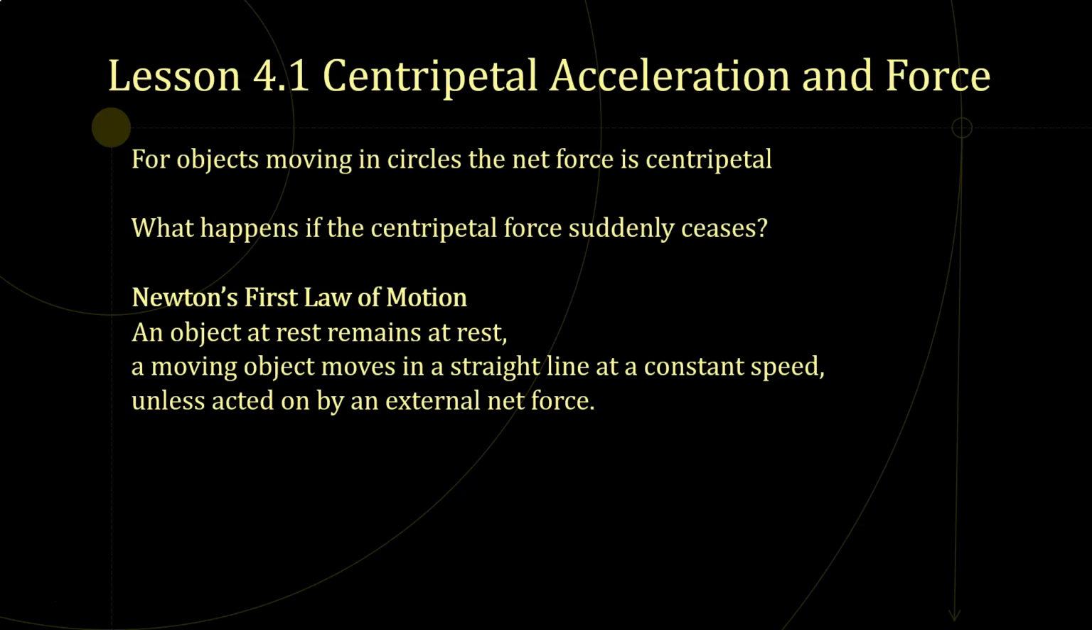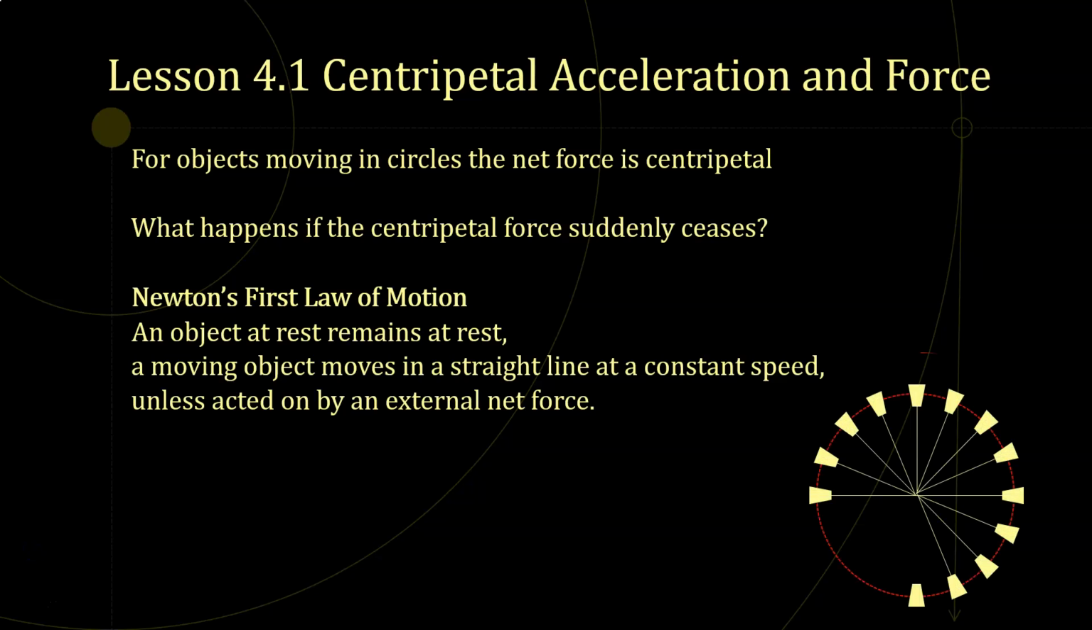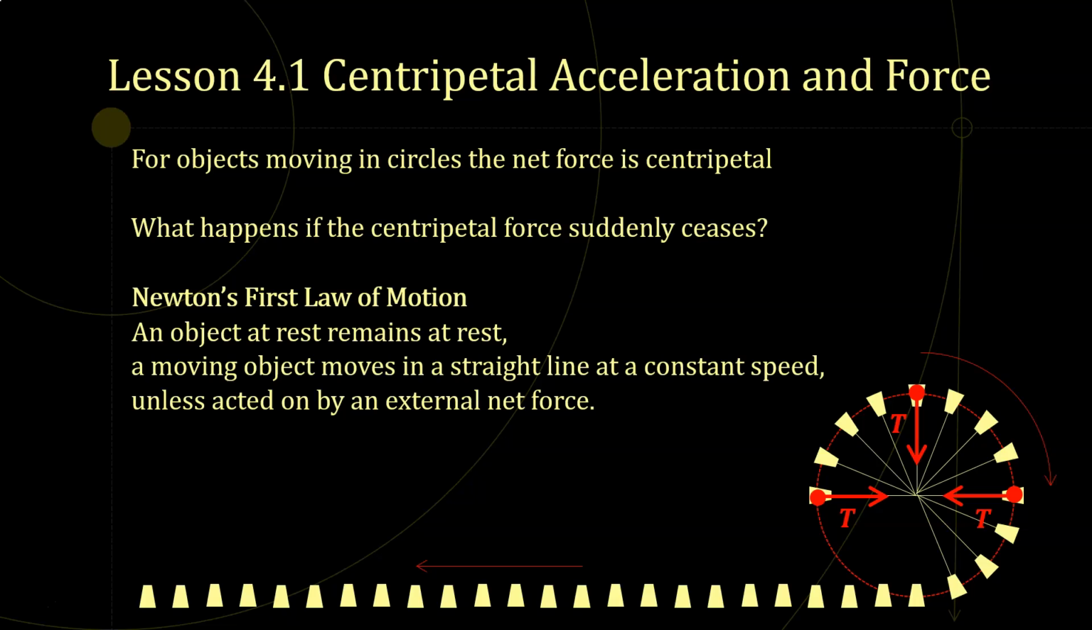So what happens if that force suddenly ceases? There is no more centripetal force. How is the object going to move? Well, it's going to move in a straight line in the direction that it is currently moving. So for a stopper that's moving around in a circle, if we suddenly let go of the stopper, or if the string no longer supports the stopper with a tension force pointed toward the center of the circle, where's it going to go? It's just going to keep flying in the same direction that it was moving when the tension was released.